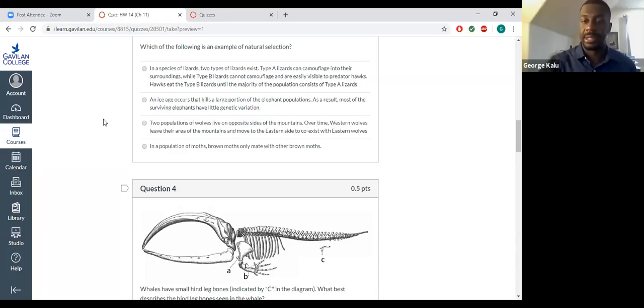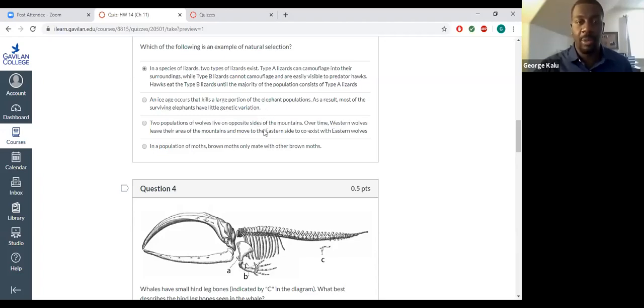Yes, so Kimberly says A, and that is true, right? So good job. So this is going to be something that's going to affect their survival. Okay. If we were to look at B, if we have different elephants here that get killed by an ice age, this would be an example of a bottleneck effect, a type of genetic drift.